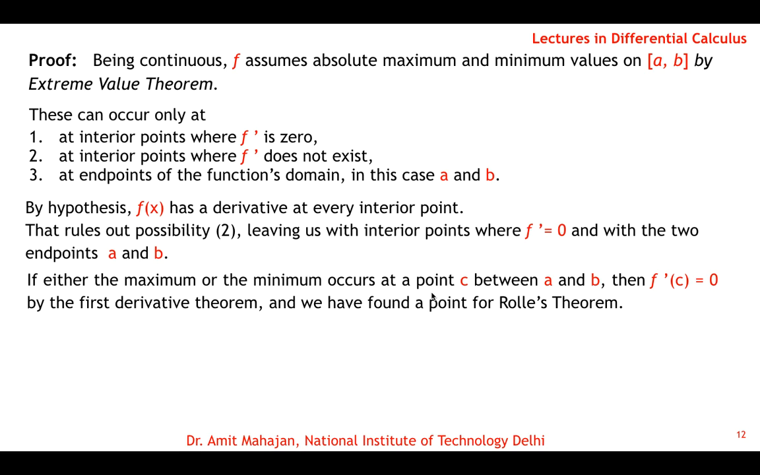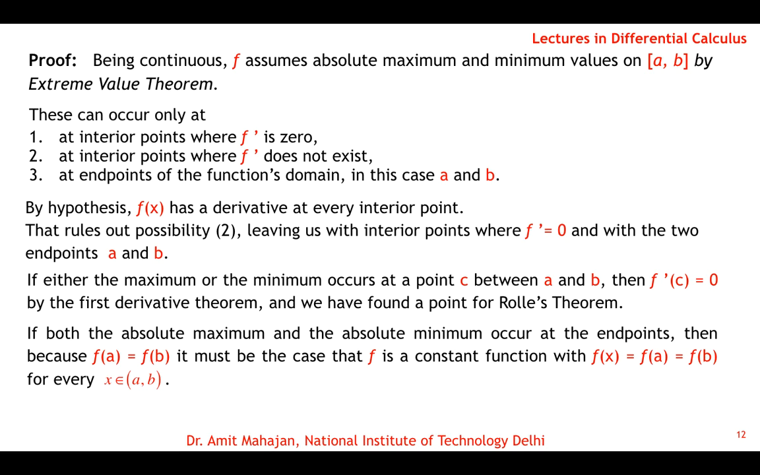So the result of Rolle's theorem is automatically satisfied. If the maxima or minima occurs at an interior point, then automatically the derivative is 0, for at least one point C in AB, and Rolle's theorem will be satisfied. The other possibility is that neither the maxima nor the minima occurs in the interior. But this function assumes both maxima and minima. That means both will only occur at the endpoints.